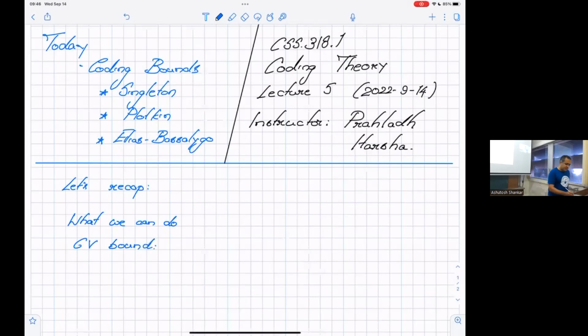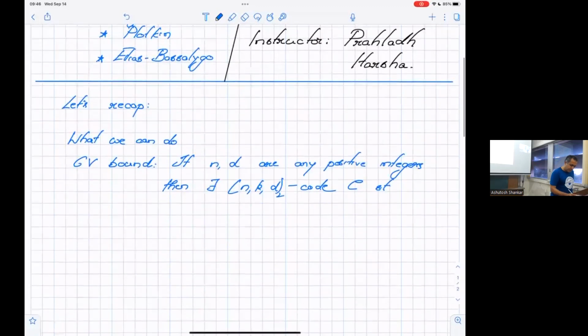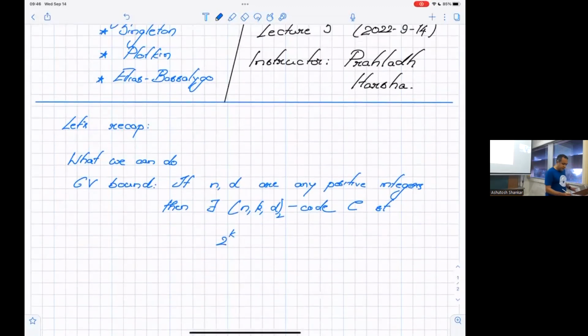And in its most generality, it says if n and d are any positive integers, then there exists a code C, an (n, k, d)_2 code C, such that 2^k is greater than or equal to 2^n divided by Vol_2(n, d-1). This is what we had.